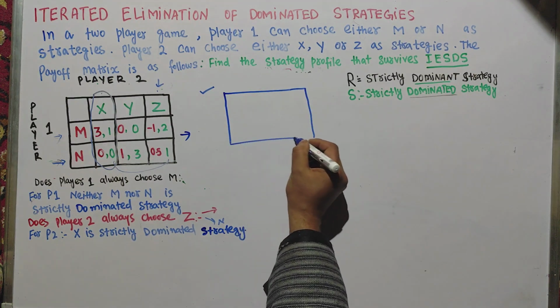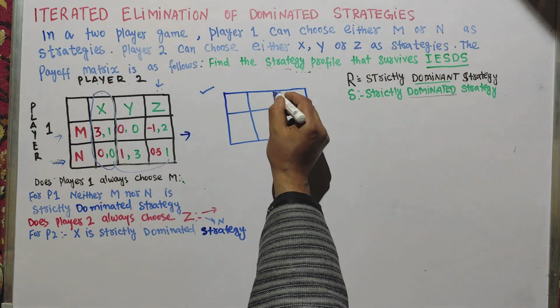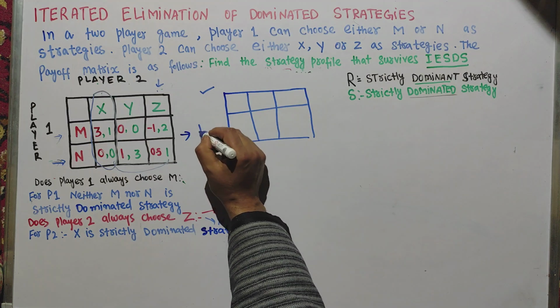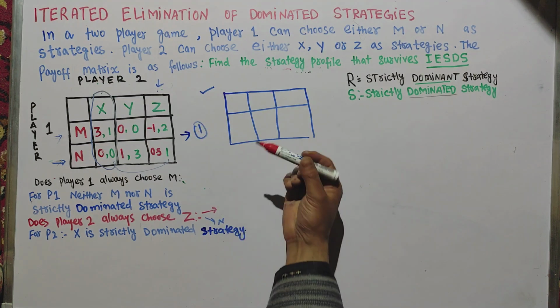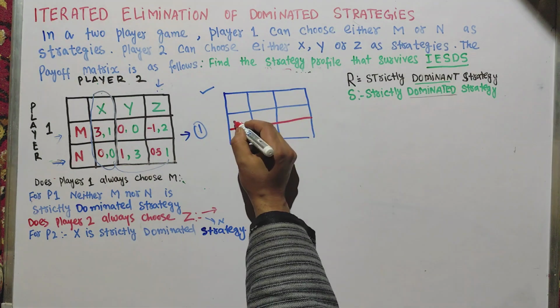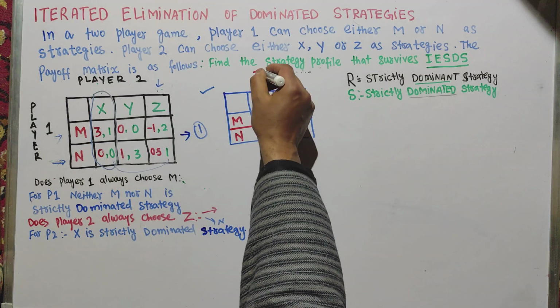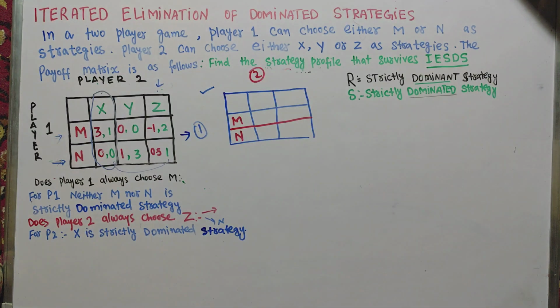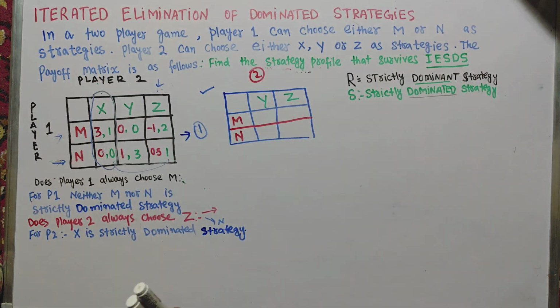Okay, so we have player 1. Player 1 again has 2 options, M and N, and we have player 2. He has this time only 2 options left, that is playing Y or Z.